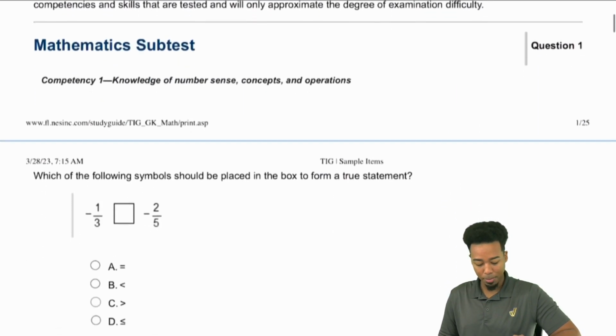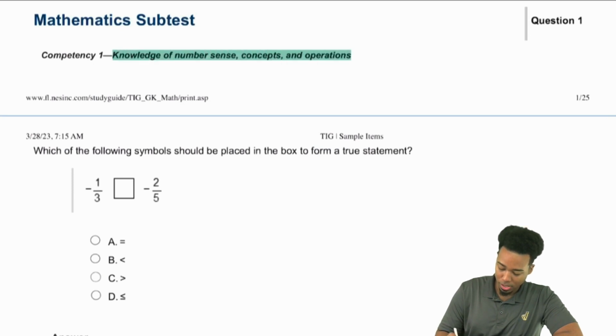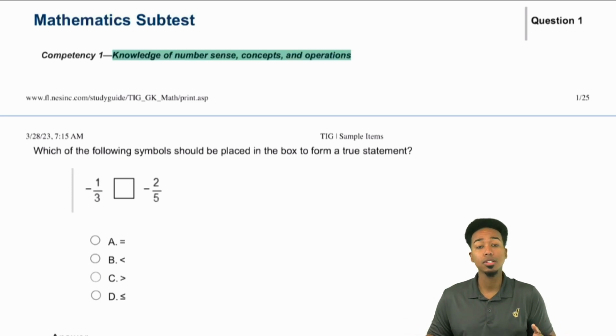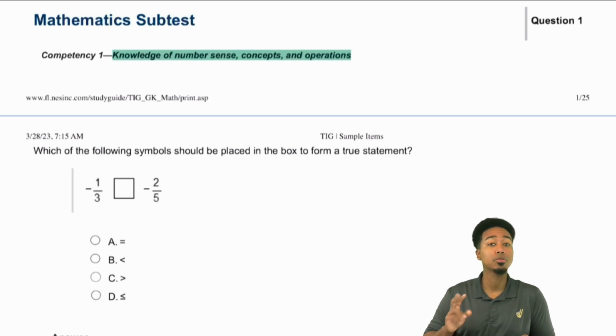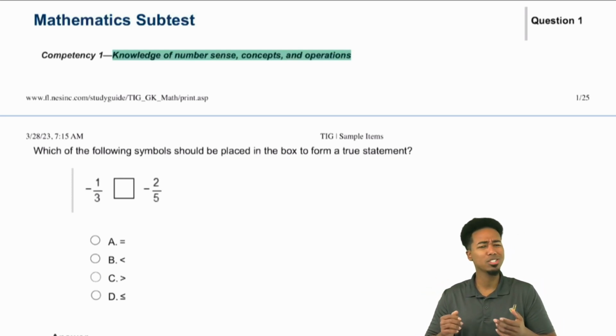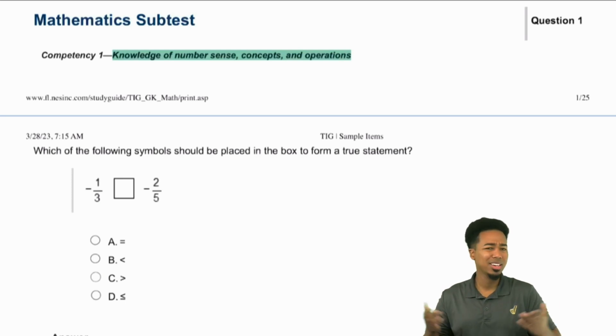So let's start with competency 1. Competency 1 covers knowledge of number sense, concepts, and operations. From my experience, you're going to see problems that have to do with number sense, comparing numbers, the size of numbers, fractions, decimals, percents, things like that. Number 2, you'll go over general quantitative reasoning problems. Those are problems that don't exactly have a formula, but you have to read through to understand your game plan from start to finish. And number 3, you'll be looking at order of operations problems. That's pretty self-explanatory, but let's dive on in.